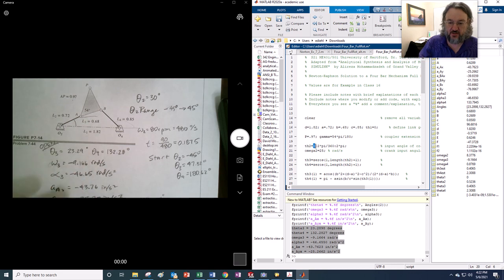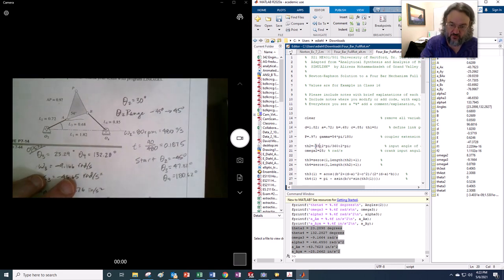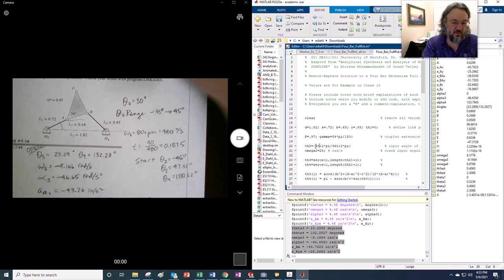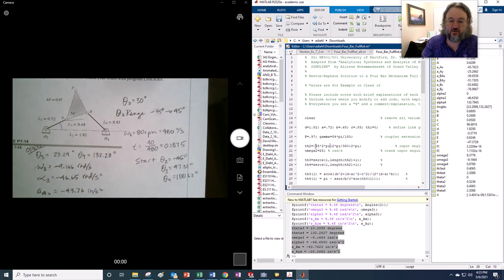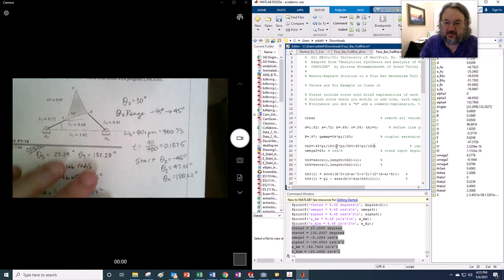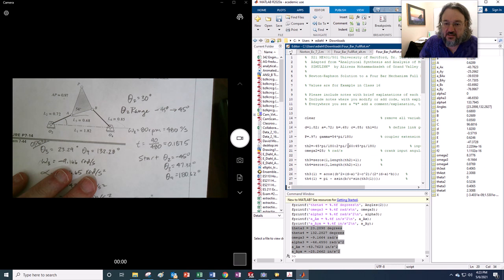Our range is going to be negative 45, and that's going to be times 2 times pi, times pi divided by 180, and it's going to go all the way to positive 45 right here. So think our way through there. And how many steps are we going to have?